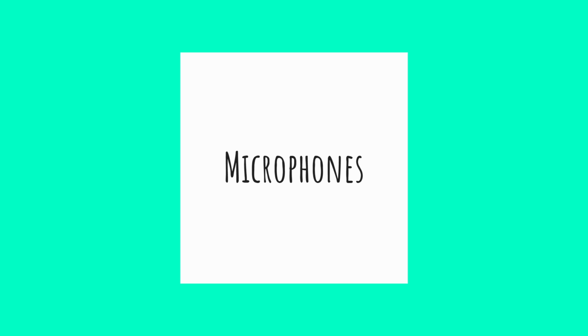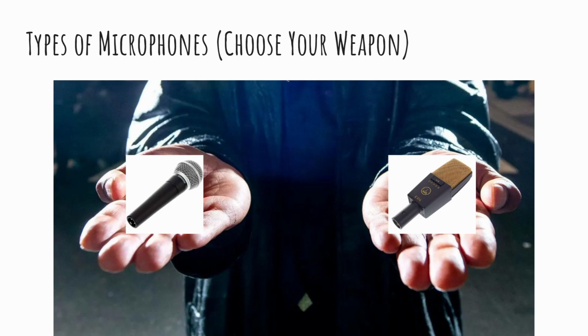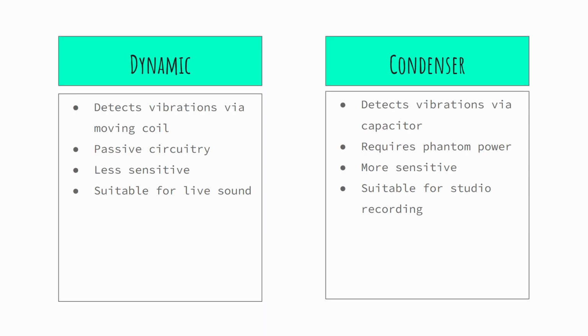Moving on to microphones. There are two main types of microphones, dynamic on the left and condenser on the right. Each offers its own strengths and weaknesses. Dynamic microphones pick up audio via a moving coil, which is basically a metal wire wrapped around a magnet. This is considered to be a type of passive circuitry and doesn't require any external power. So by design, they are less sensitive and suitable for loud events like conferences and concerts.